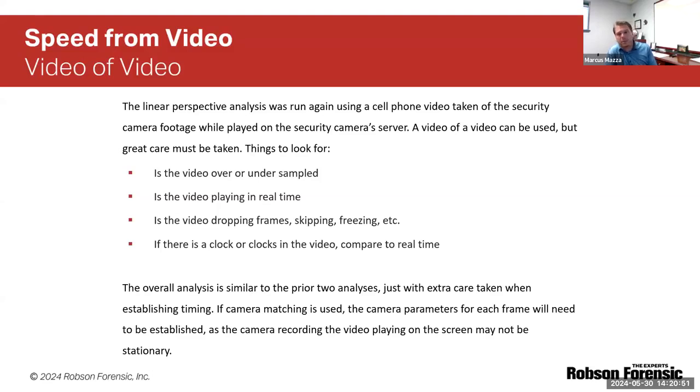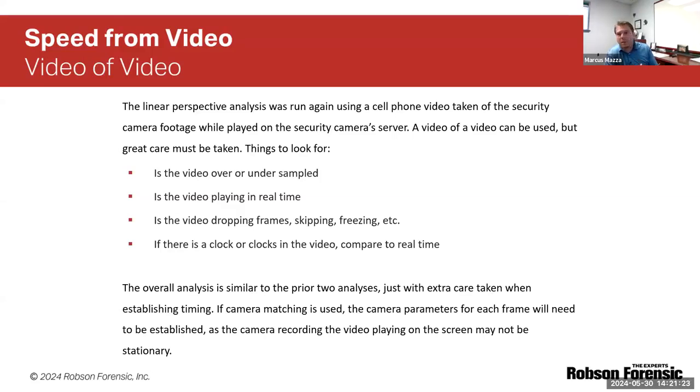We do need to take extra special care in these cases to ensure that the frame rate that the video camera that recorded the video is playing at or recording at isn't going to interfere with the original frame rate of the original video. So things we need to look at is the video over or under sampled, meaning is the frame rate of the original video higher or lower than the video camera used to record it? Was the video playing in real time on the computer screen that was playing it?